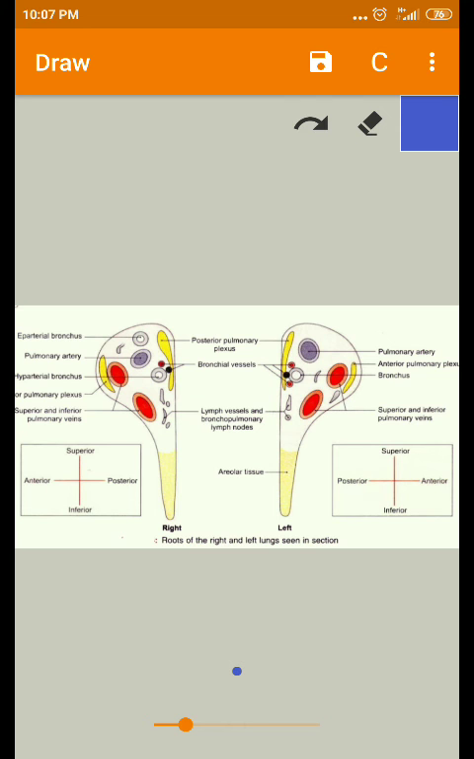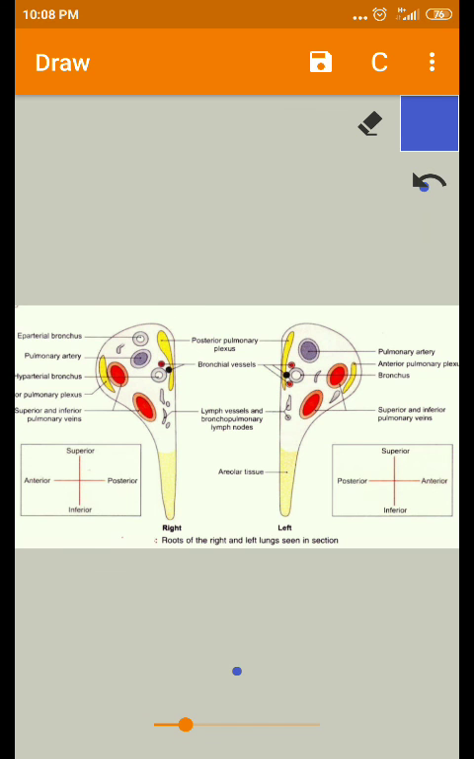Some structures are similar on both the right and left sides. From before backwards, that means anterior to posterior: first the superior pulmonary vein, here also you'll have the superior pulmonary vein, then the pulmonary artery, and then the bronchus. From anterior to posterior, the same type of arrangement is seen on both sides.